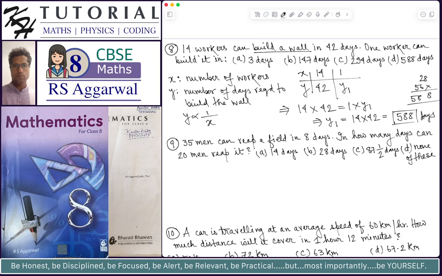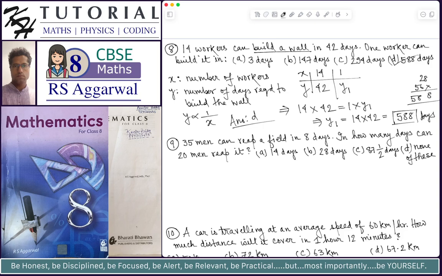days. So if 14 workers are building the wall in 42 days, definitely one worker will take much more days than 42, and hence our result is consistent, that is 588 days. So the correct choice is choice D. Choice D is the answer.